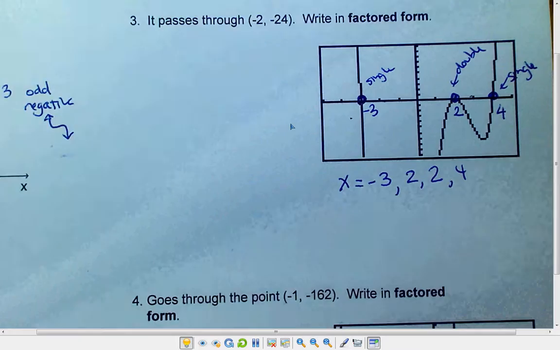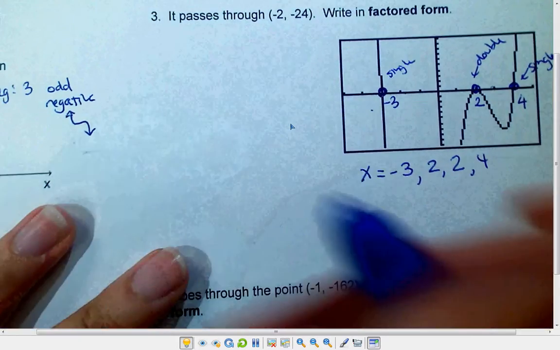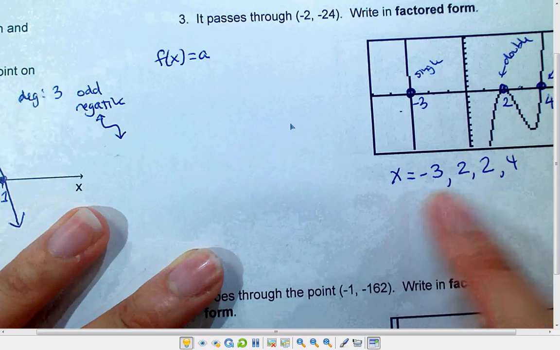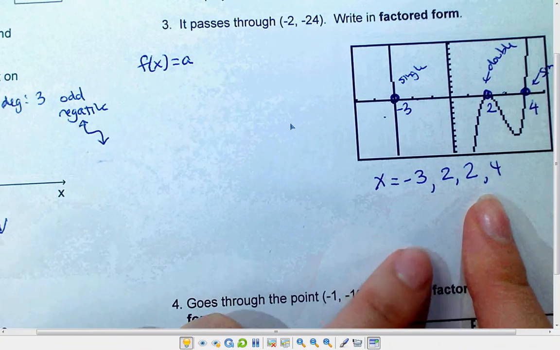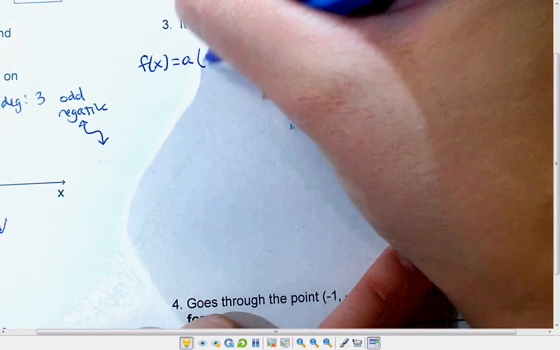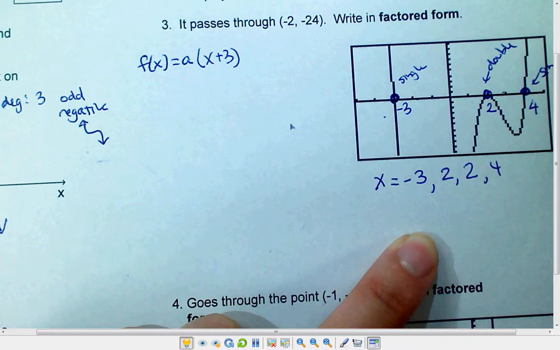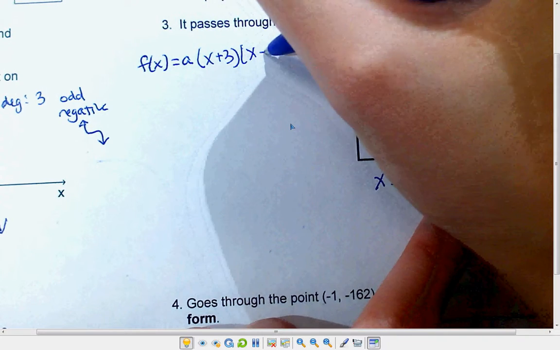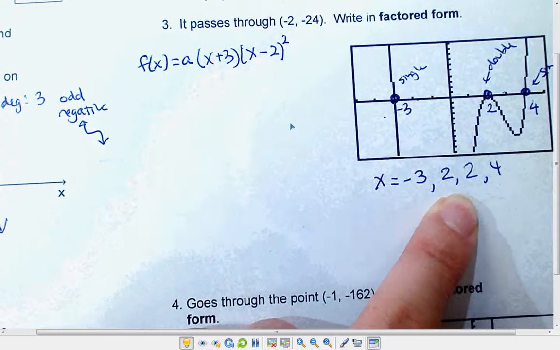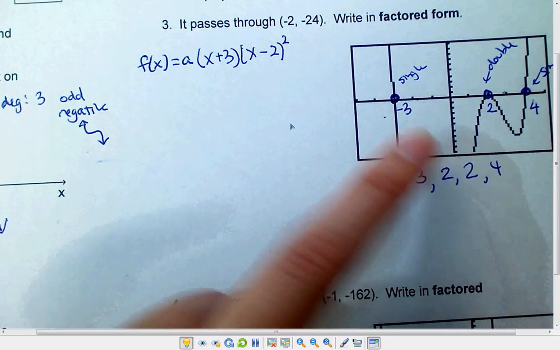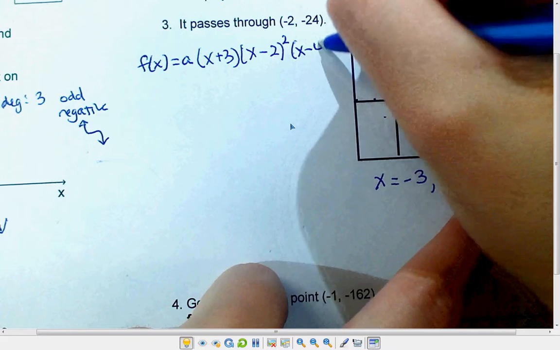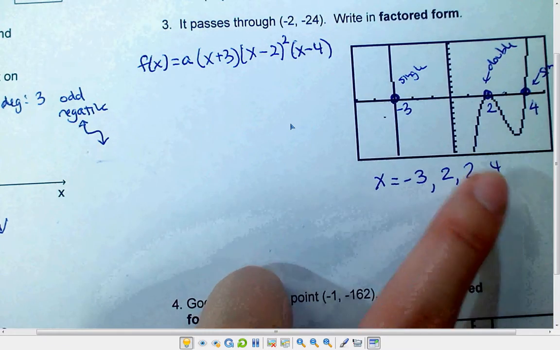So once I have this, everything else is the same as what we just did. So I have f of x equals a. Let's turn this into an equation. If it was a -3, now I have x plus 3 as my factor. The 2 2's mean that I'm going to have x minus 2 squared, because there's 2 of them. And then the 4 gives me x minus 4, because I changed the signs of all of them.